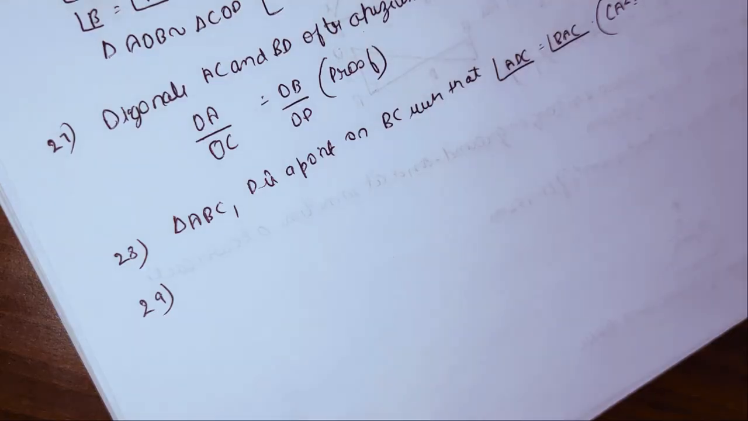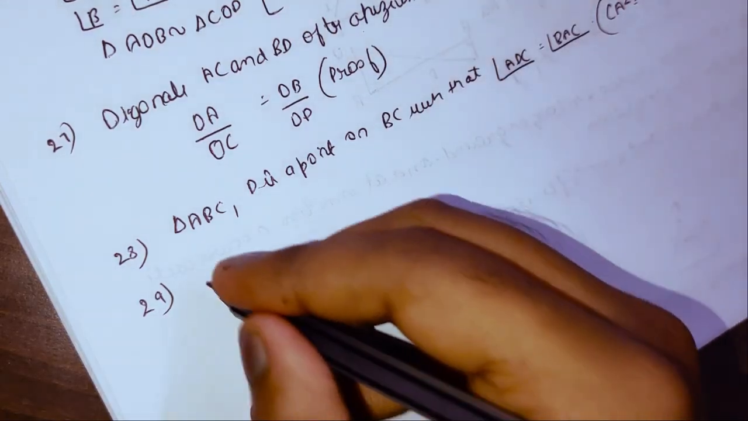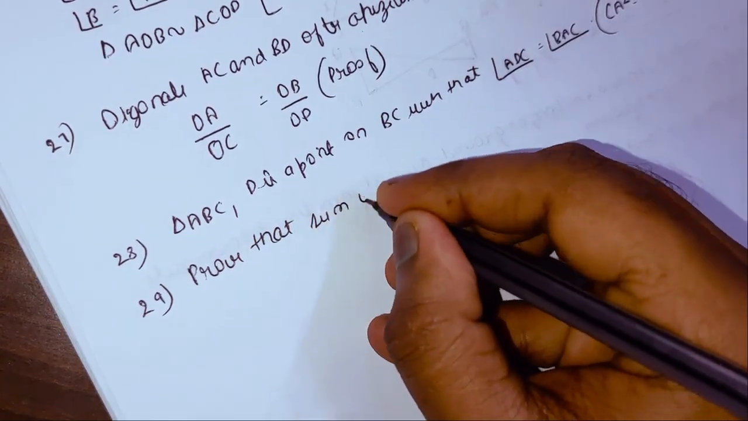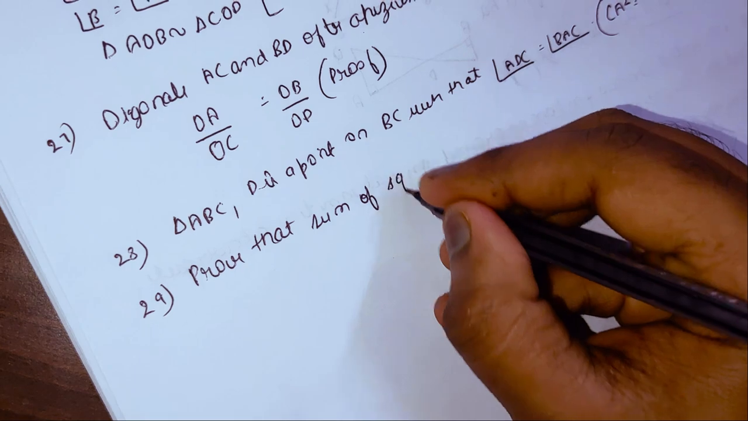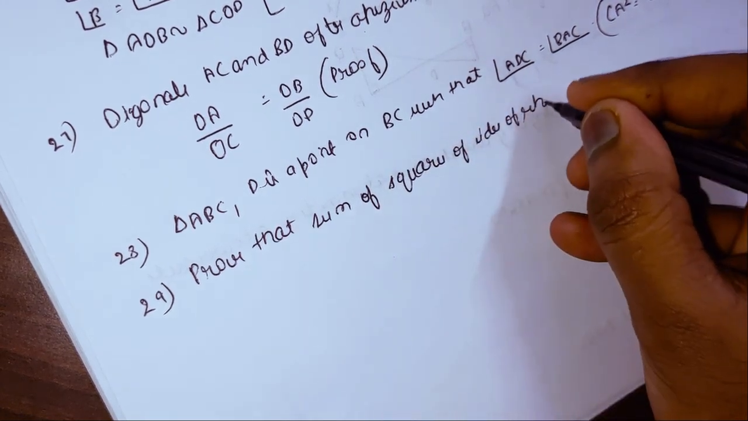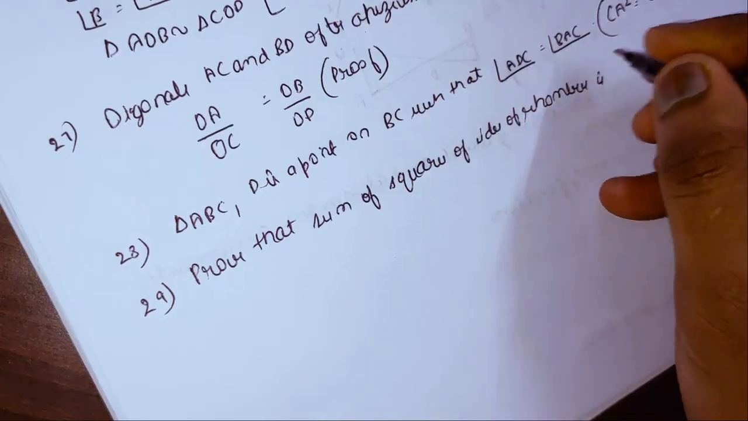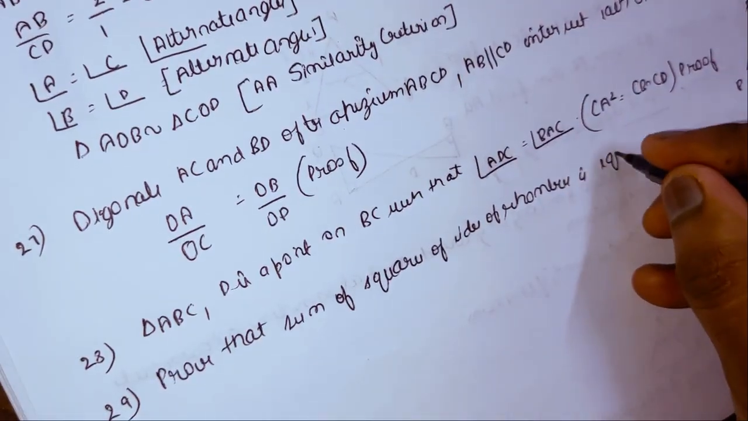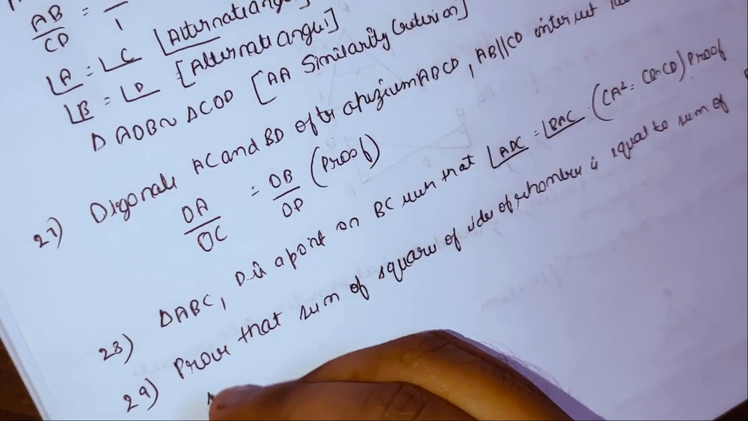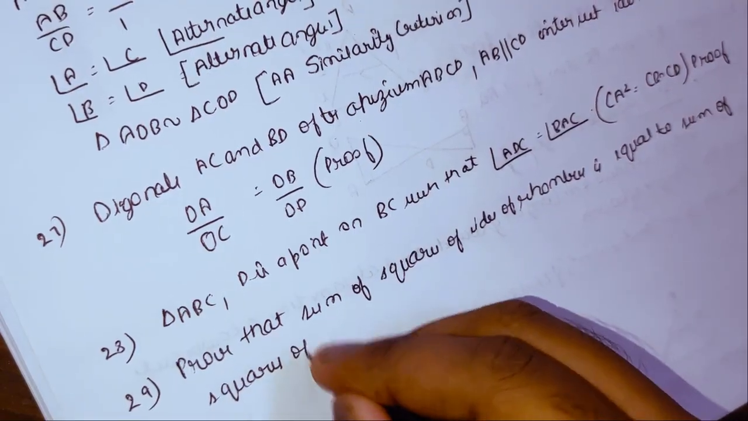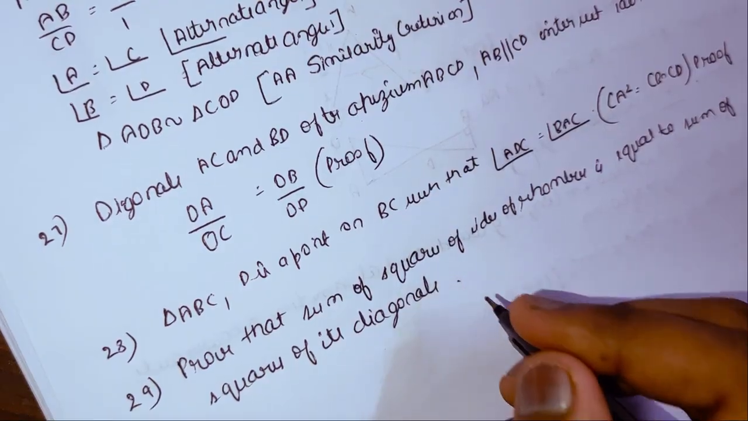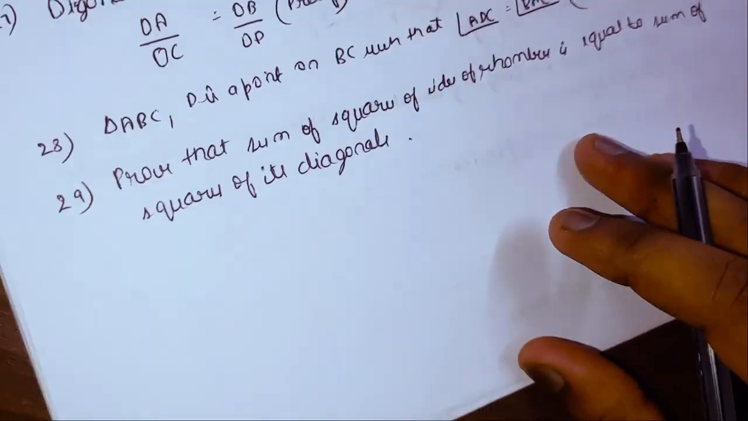29th question. Prove that the sum of squares of sides of a rhombus is equal to the sum of squares of its diagonals. We will first draw a rhombus.